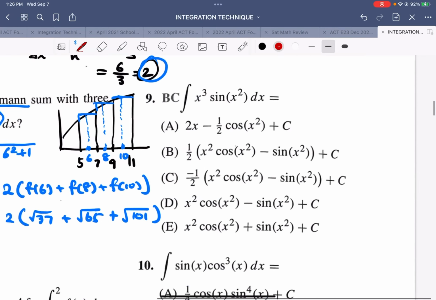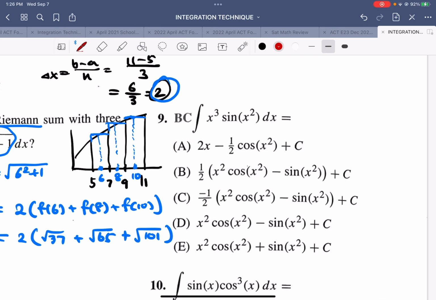Now let's move on. Number 9. So how are you gonna do this? Let's say u equals inside here, because that's not just x. So I'm gonna say u equals x squared. Then du equals 2x dx. I'm not doing integration by parts right now because this is a complicated inside. So usually if you have a sine or cosine inside that is complicated, that is a u.